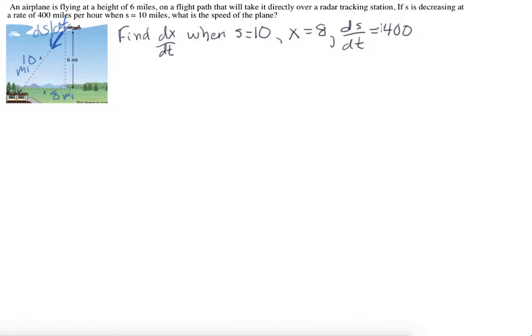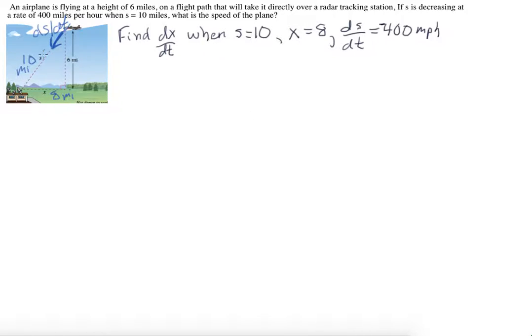And so now let's write out what we're going to find. We're going to find dx/dt, and dx/dt is the speed of the plane when s equals 10, x equals 8, and ds/dt equals 400. And since s is decreasing, we're actually going to make that a minus 400 miles per hour.